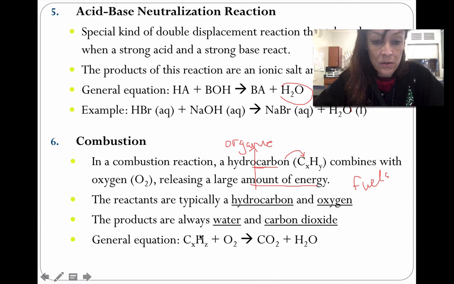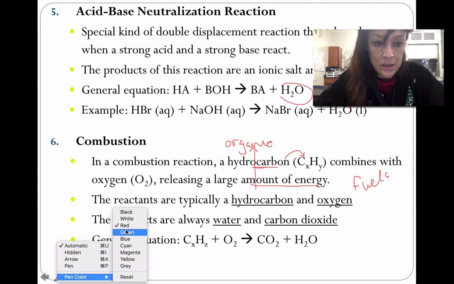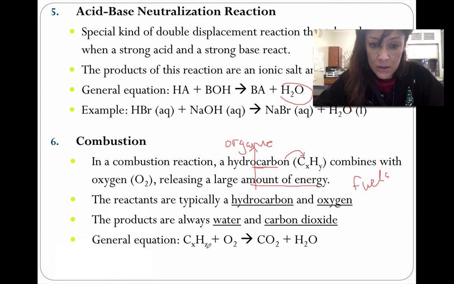General equation, here we've got some hydrocarbon, but like I said, it's not just hydrocarbons, it's organic compounds in general. But this is the part that's always the same. There's always oxygen present, and together they always release carbon dioxide, gas form, and water. Also usually in gas form because it's so hot that water gets boiled.